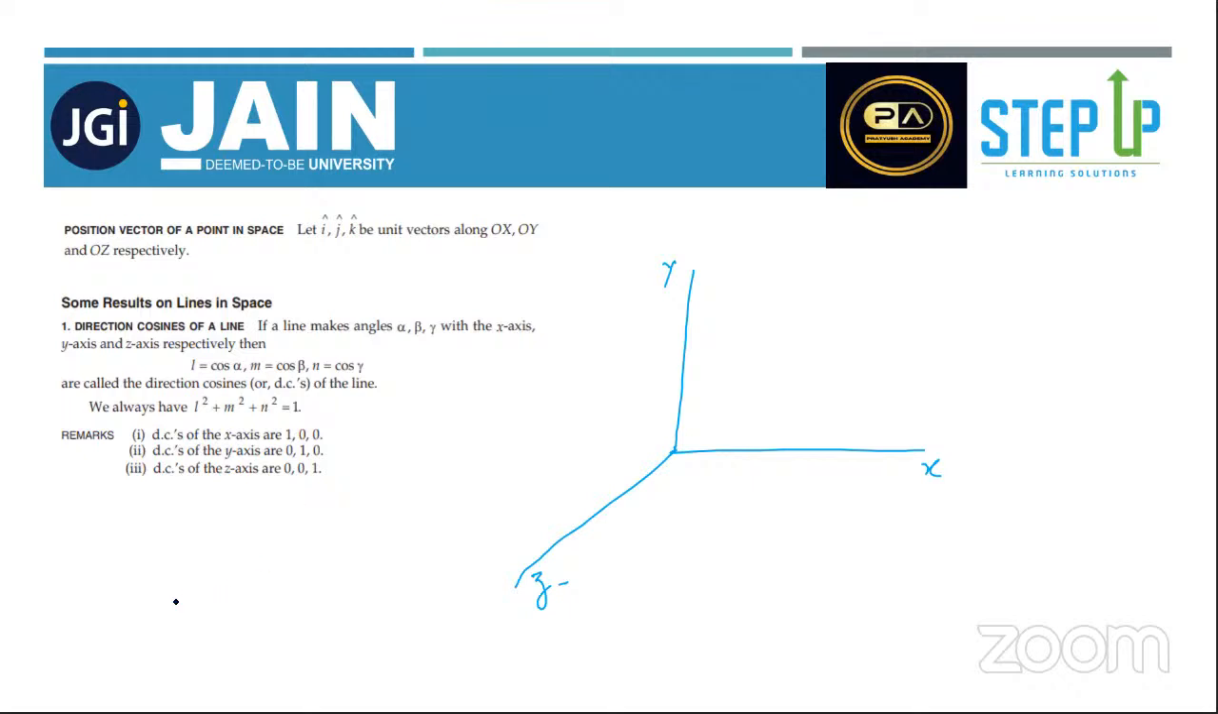Now let's suppose we have a particular point, which is X, Y, Z. This is a point, X, Y, Z. Now this region is called the XY plane. This region is called the YZ plane. And this region is called the ZX plane.